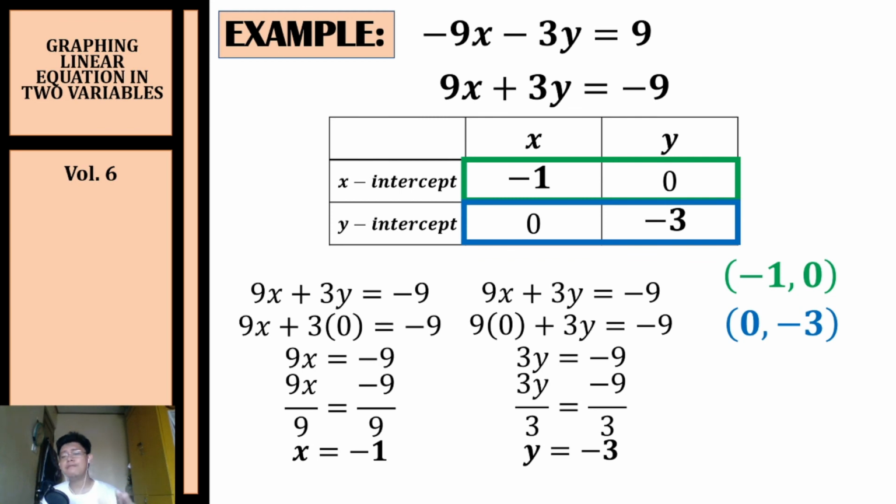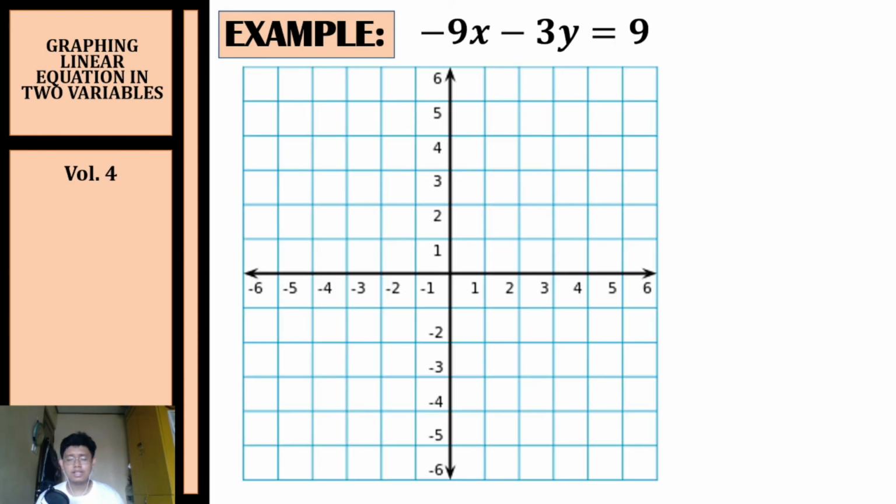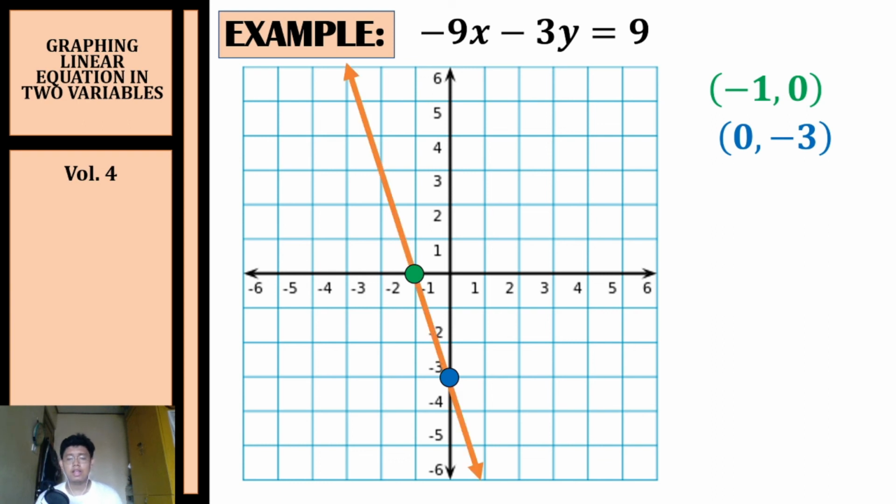Now that we have our x-intercept and y-intercept, it is time for us to graph that in our rectangular coordinate system. So let's plot the following points. So (negative 1, 0) is located here. (0, negative 3) is located here. And then let's connect the points with a line. And this will be the graph of our equation negative 9x minus 3y is equal to 9.